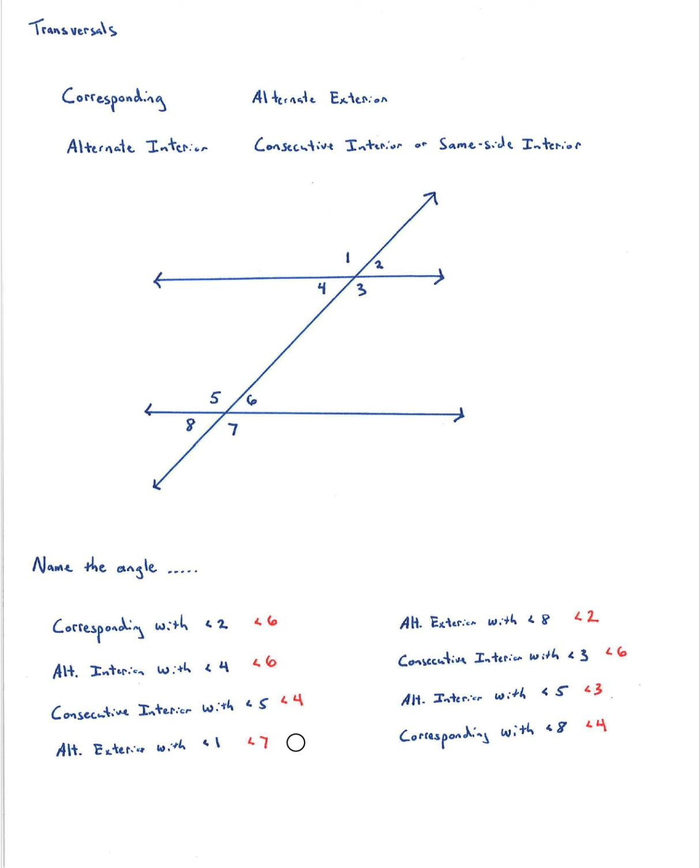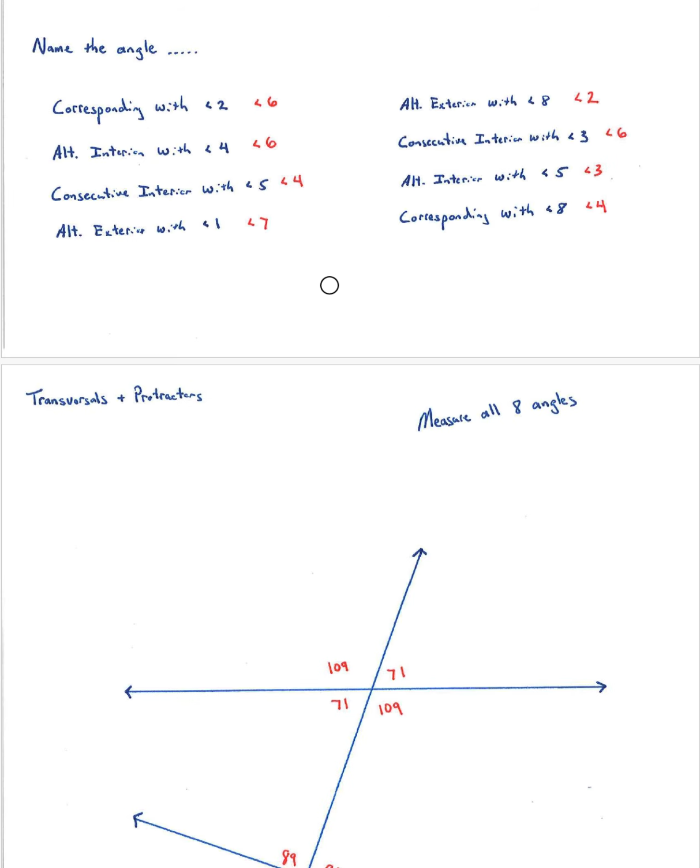Alternate exterior with 1 is 7. Alternate exterior with 8 is 2. Consecutive interior with 3 is angle 6. Alternate interior with 5 is angle 3. And what's corresponding with number 8? Number 4. Okay? So you can kind of get these 4 words down.